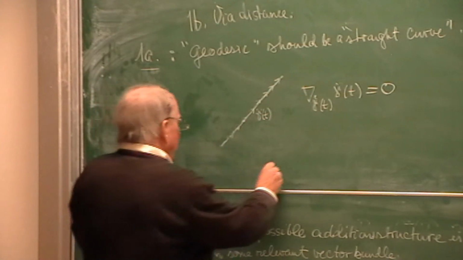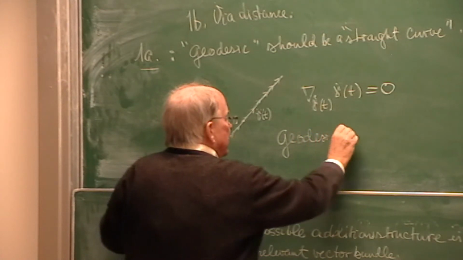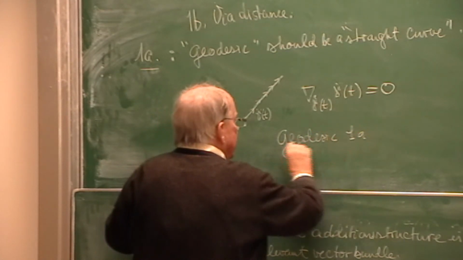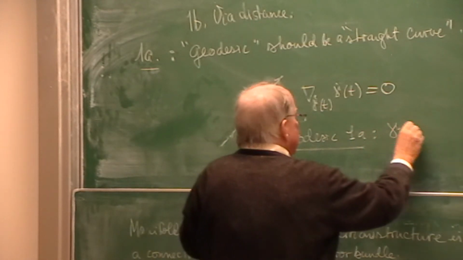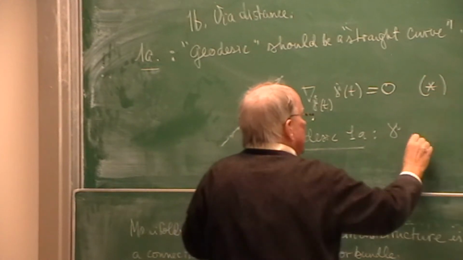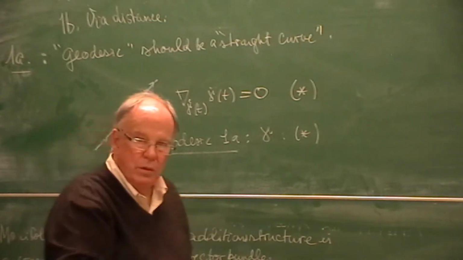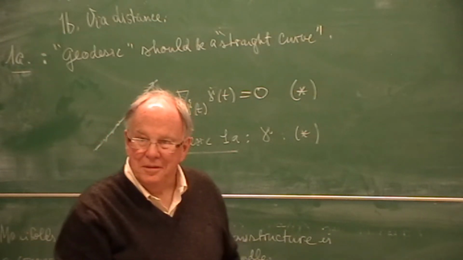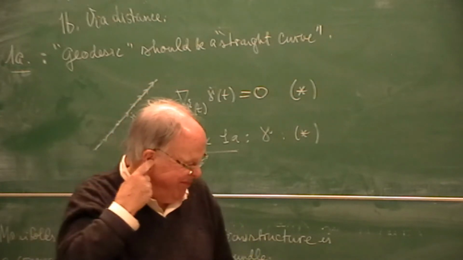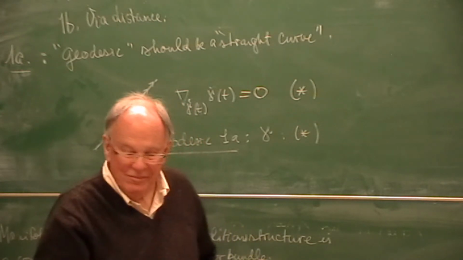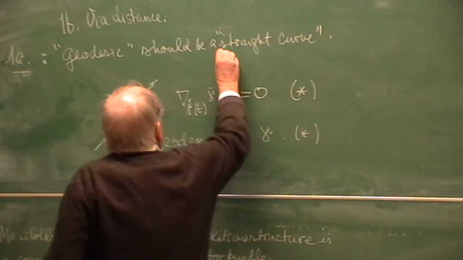So, a geodesic, in the sense of 1A, is a curve gamma such that star holds: parallel transport along the curve of the velocity vectors is the velocity vector. That's a statement of straightness.